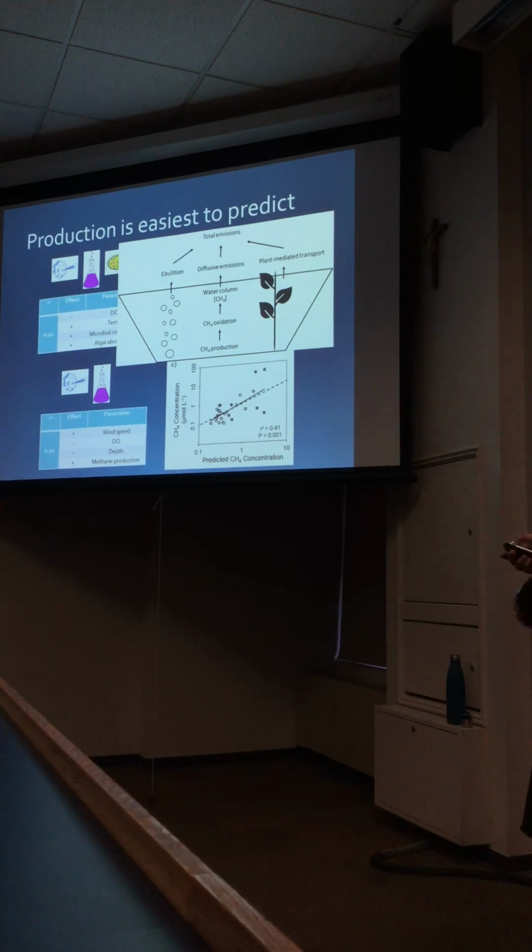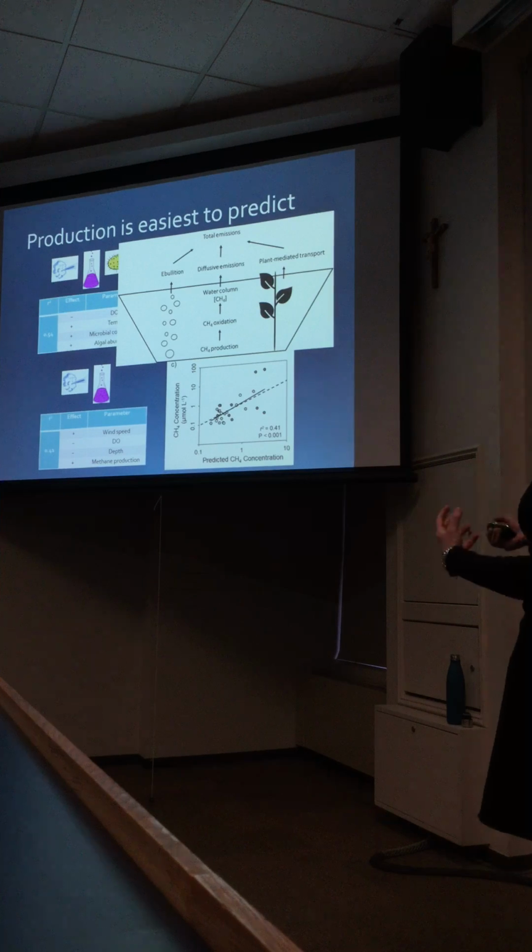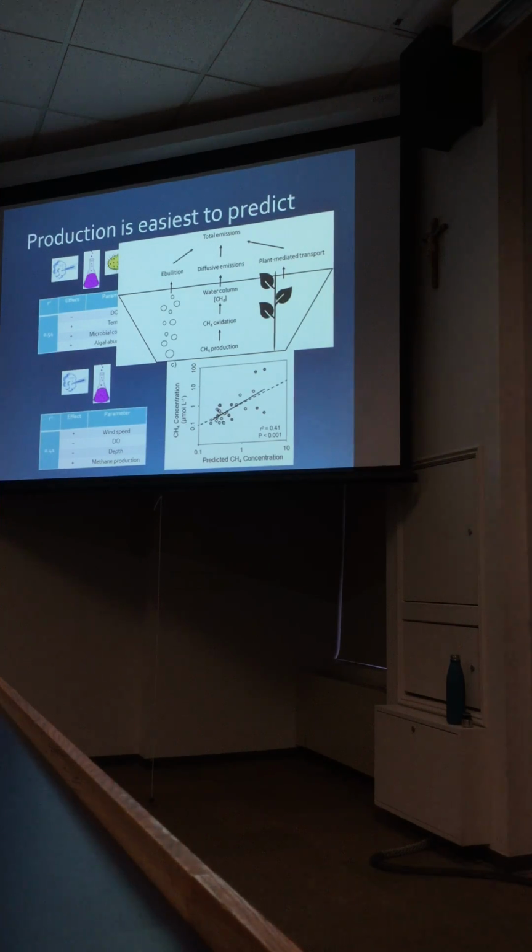Also, we saw that there was a positive effect, but it wasn't quite as important as wind speed, was methane production. And again, as the source of methane to the water column, right, that makes sense. We were able to explain a little less variation than methane production, about 41%, but still pretty decent.